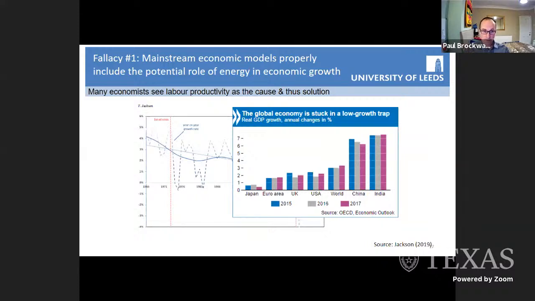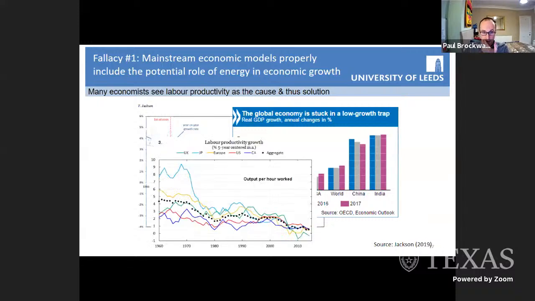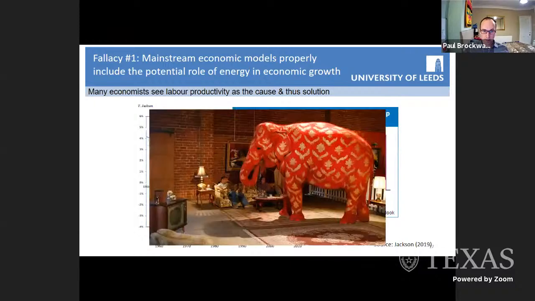So I'd have a slight contention that we are not really stuck in a low growth trap, but only if you view things through a kind of last 50-year lens and you happen to be a mainstream economist. Anyway, I digress slightly. So labor productivity is seen as being the bad guy. And if we improve labor productivity measures, then suddenly GDP will rebound and we'll all start growing rapidly again.